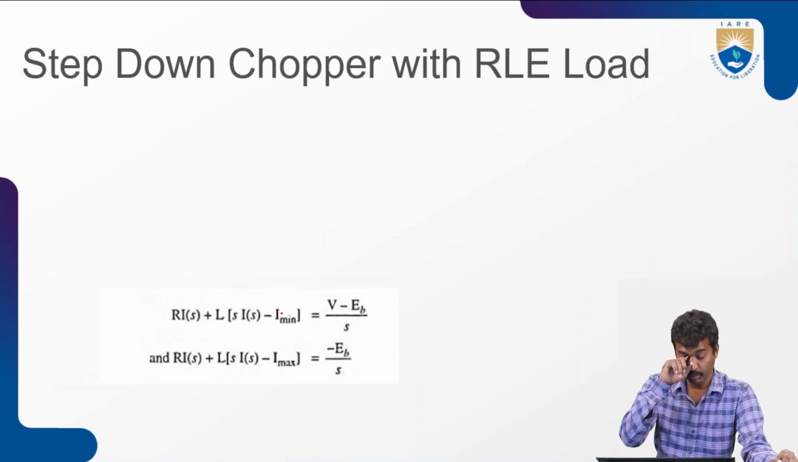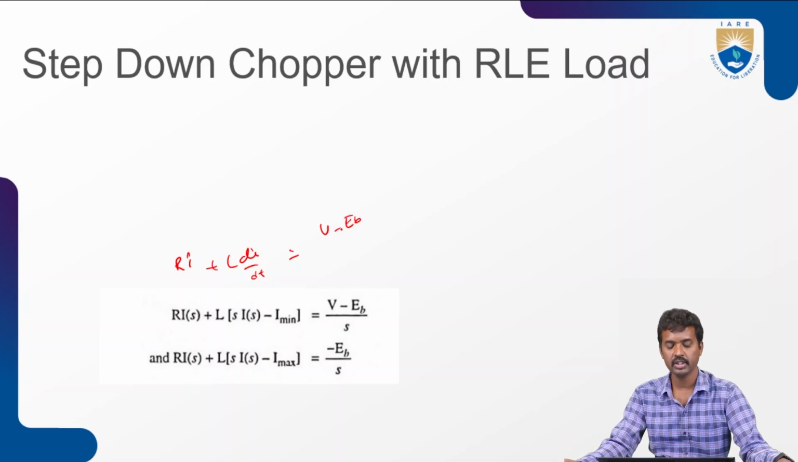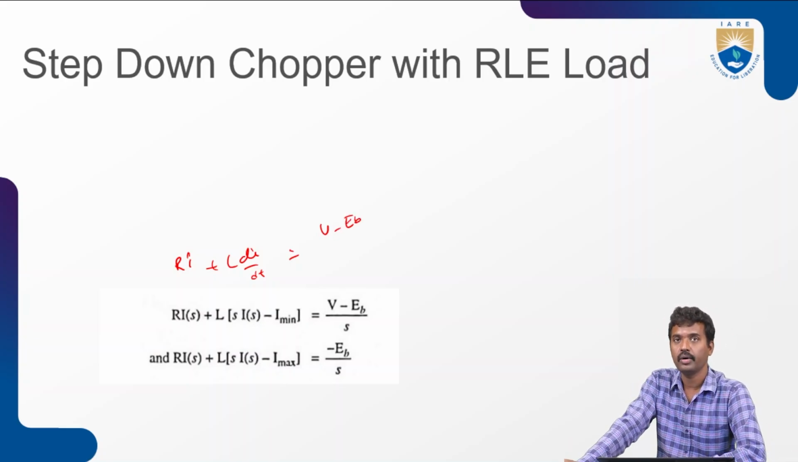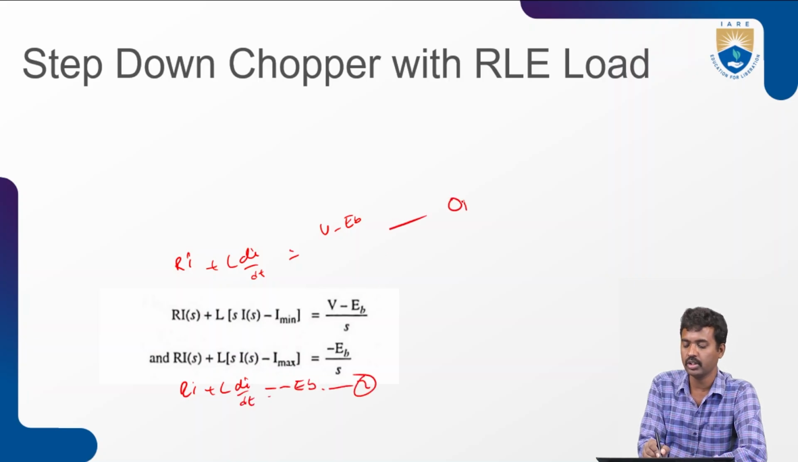If you simplify, R into I plus L di/dt is equal to V minus EB. That is the case when the switch is on. And in the second case, R into I plus L into di/dt is equal to minus EB. This is for when the switch is off.